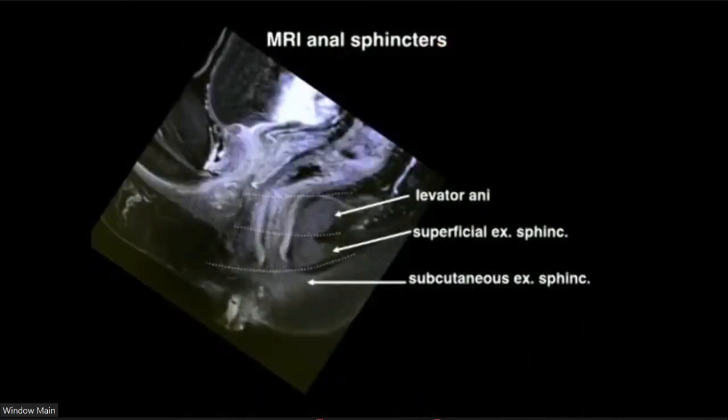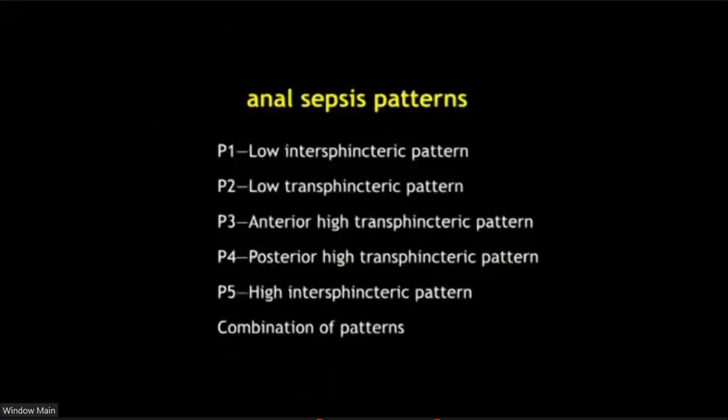In the MRI, we also have three levels of the muscle. The levator ani here, very clear in the posterior, not very clear in the anterior. The superficial external sphincter here, and the subcutaneous always like this. If from the fistula part here, it is subcutaneous. So three levels of muscle.